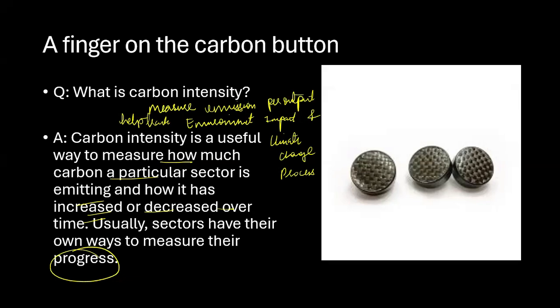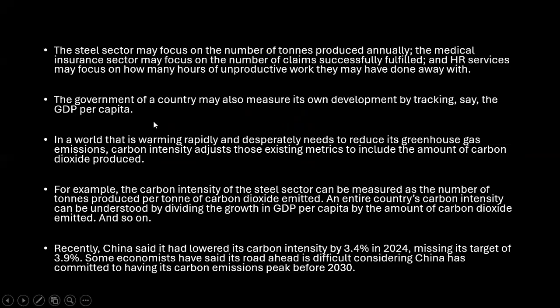Carbon footprint tells us how much greenhouse gas is released, but from all the sectors. When it comes to carbon intensity, we are talking about how much carbon is emitted. The steel sector mainly focuses on the number of tons produced annually. The medical insurance sector may focus on the number of claims successfully filed. HR services focus on how many hours of unproductive work they have done away with. The government of a country may also measure its development by GDP per capita income.